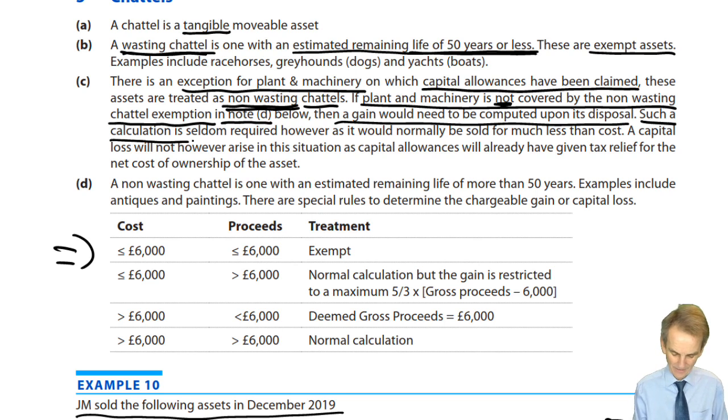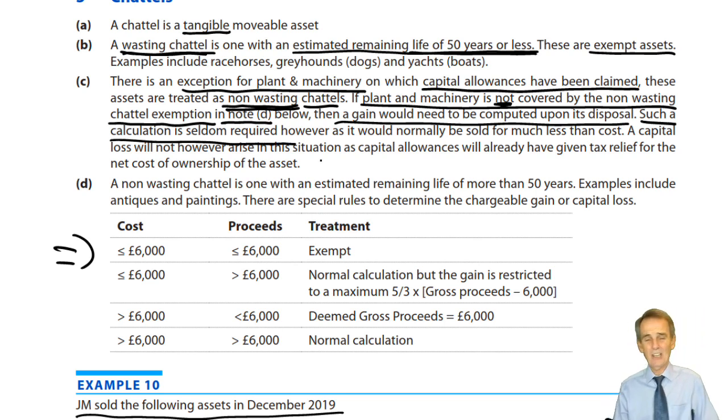But such a calculation is seldom required. Why? Because it's incredibly unlikely that any item of plant and machinery that you have used within your business is subsequently sold for more than its original cost. But examiners, of course, can use whatever numbers, whatever situation they wish to use.